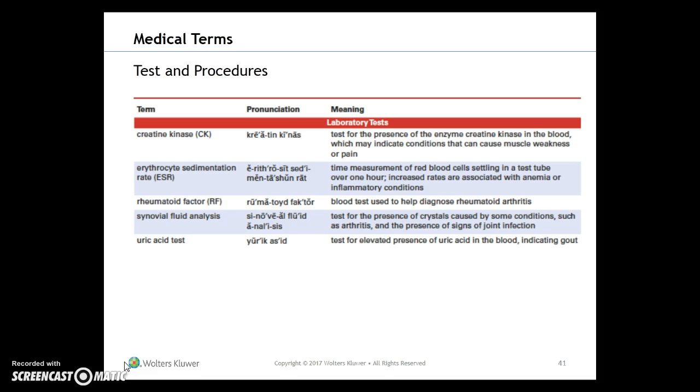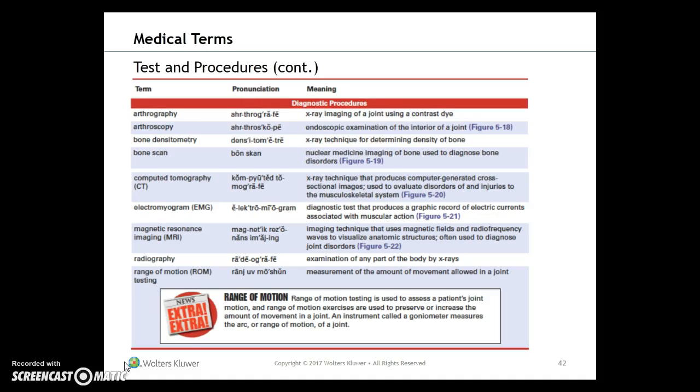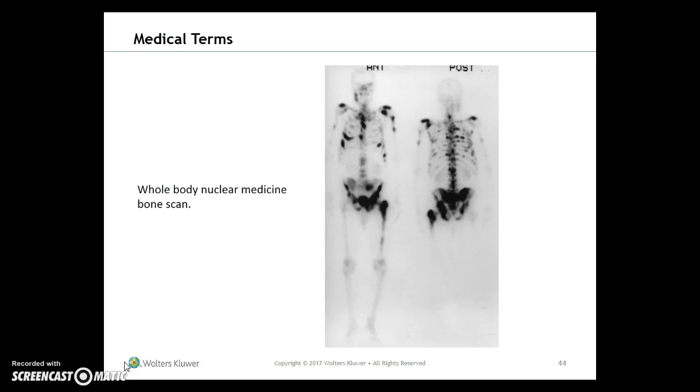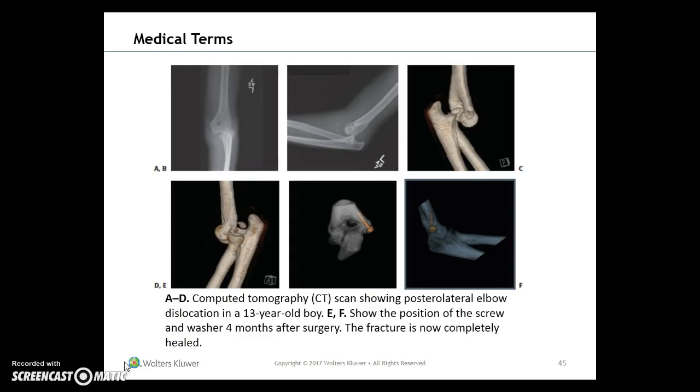So practice the exercises 13, 14, 15, and 16 in the chapter, and then the chapter moves on to tests and procedures related to this chapter, and these are common things that you're going to see. Again, here is another diagram showing the arthroscopic examination of the knee and the endoscopic view of joint interior. And then here is a whole body nuclear medicine bone scan, very interesting to view.